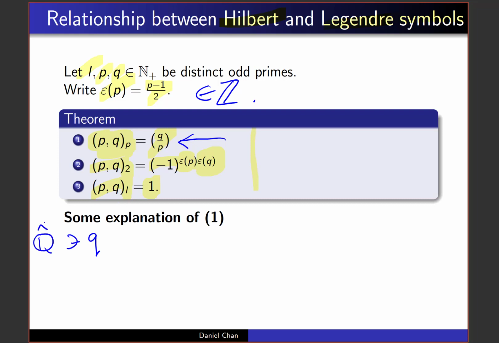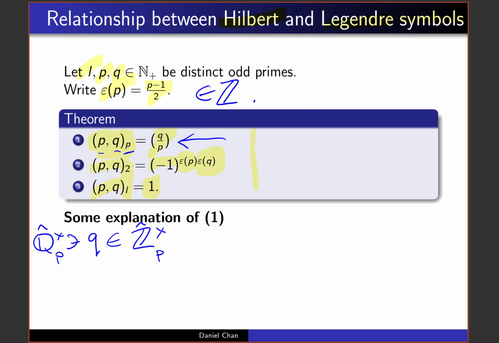Q hat, so remember these are integers, so you think of them when you compute the Hilbert symbol as inside the multiplicative group of Q hat P cross, Hilbert symbol with respect to P. And Q inside here, of course, when you write down a base P expansion for that, it's going to be a polynomial, and in particular power series. So this is really inside Z hat P. And since it's a distinct prime, okay, it's co-prime to P, so it's a unit. Okay, so it's Z hat cross P.